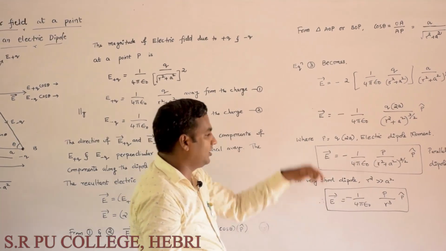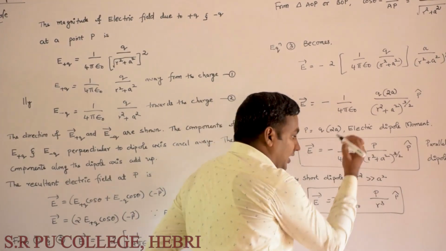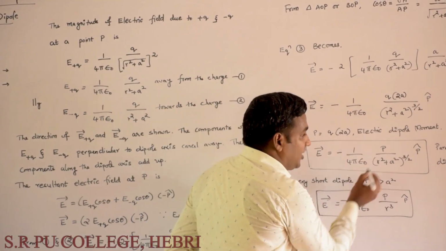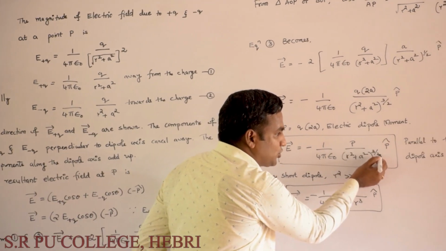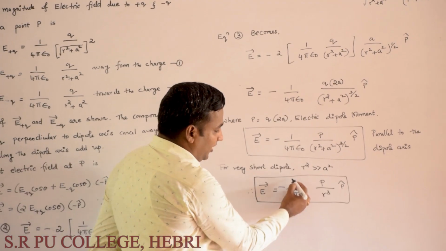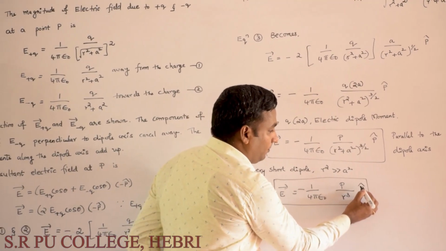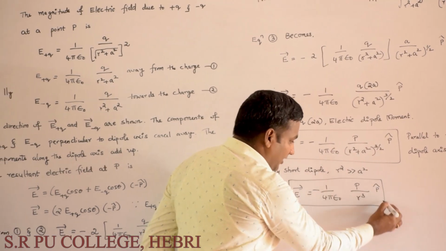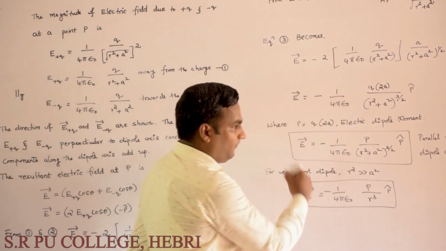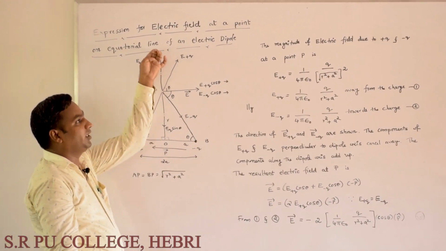For a very short dipole, r square is very much greater than a square. We can neglect the a square. By neglecting a square, r power 2 and this 2 get cancelled. We got the general equation E vector is equal to minus 1 divided by 4 pi epsilon naught p divided by r cube into p cap. It is the final equation for the electric field at a particular point along the equatorial line.